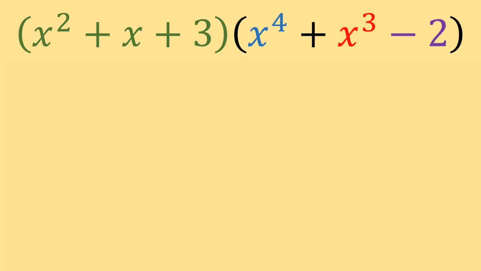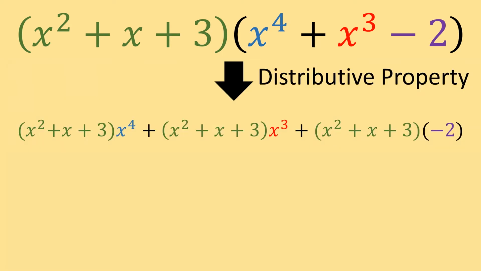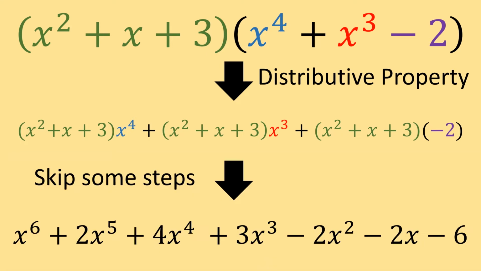Hey, this is Joe, and today let's talk about multiplying polynomials. That is, how do we find the result of multiplying these polynomials? One method you can use is the distributive property to distribute one of the polynomials into the other, and then do a couple of steps and you get to the product of the polynomials.